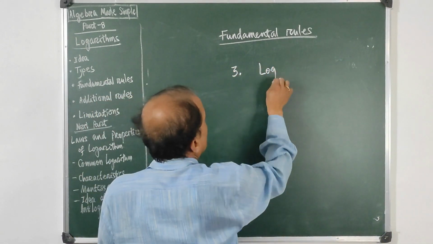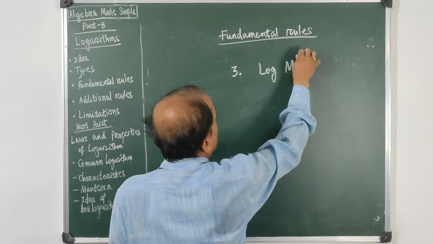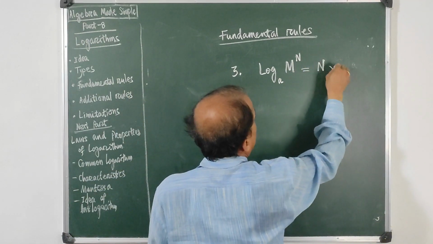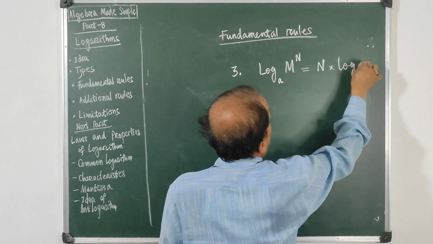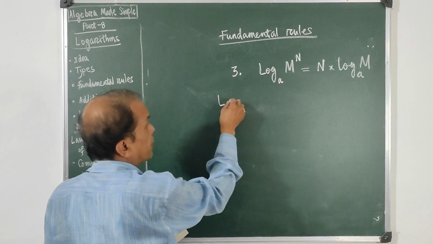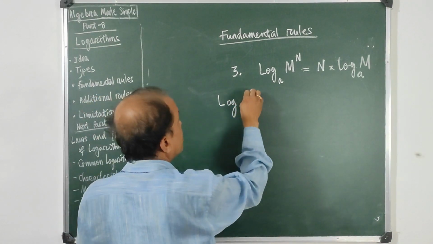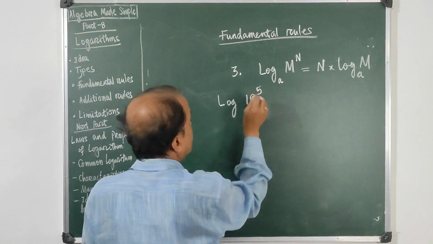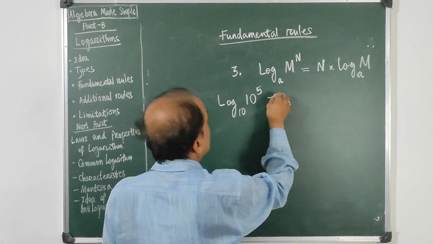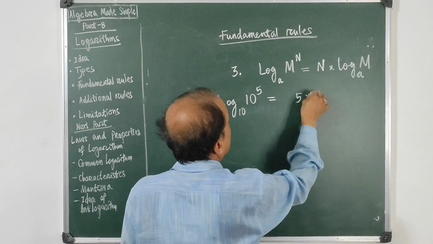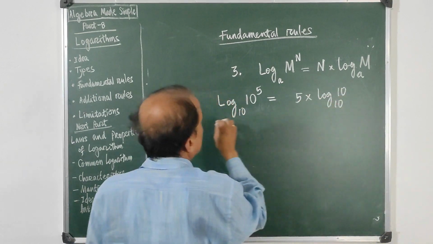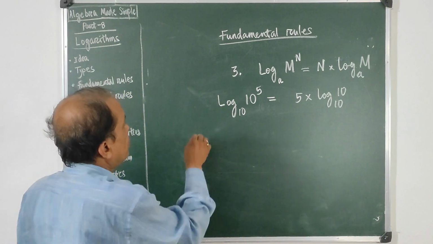Log of m to the power n to the base a is n into log m to the base a. Let us take an example. Log 10 to the power 5 to the base 10 is equal to 5 into log 10 to the base 10. Let us check if it is true.